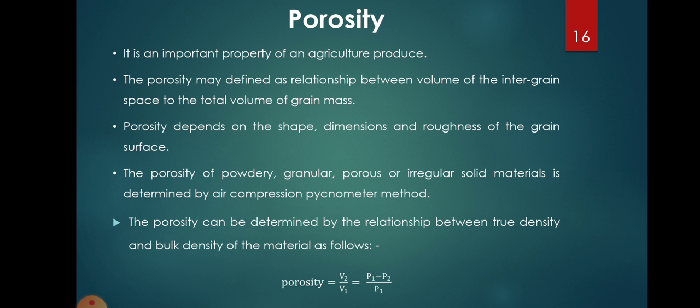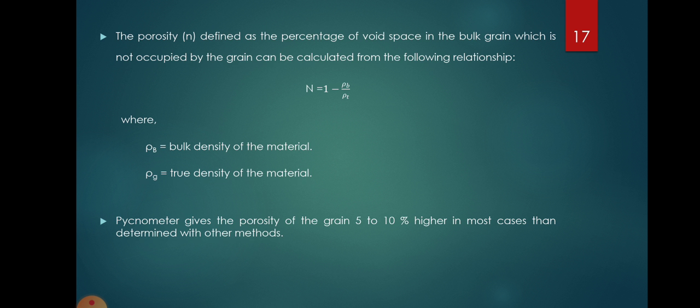Porosity is equal to V2 by V1, which is equal to P1 minus P2 divided by P1. So the porosity is defined as the percentage of void space in the bulk grain which is not occupied by the grain, and can be calculated from the following relationship, that is n is equal to 1 minus rho b by rho t, that is rho t minus rho b divided by rho t, where rho b is nothing but the bulk density of the material and rho t is the true density of the material.